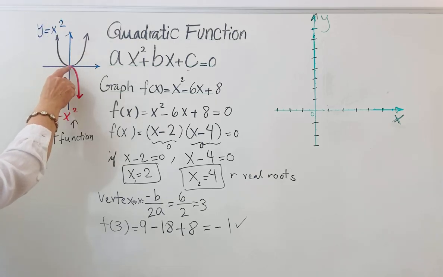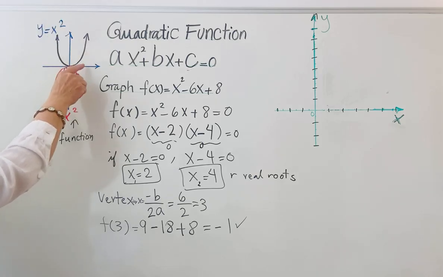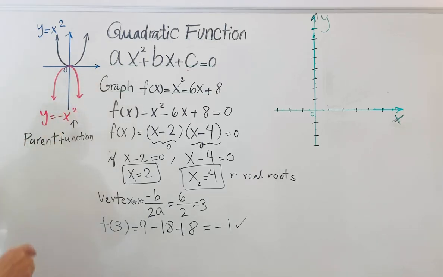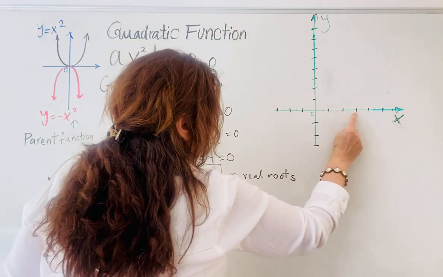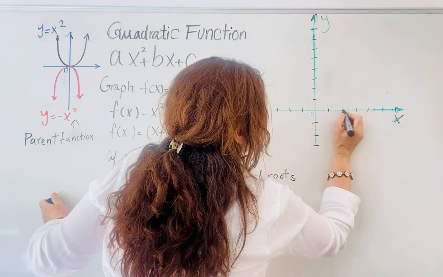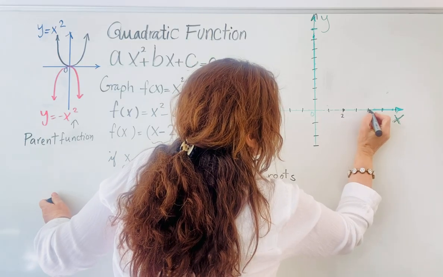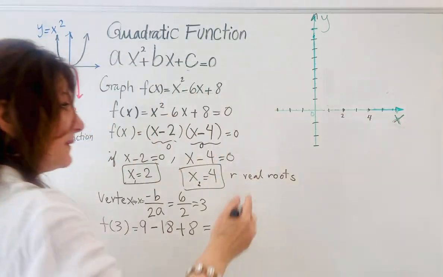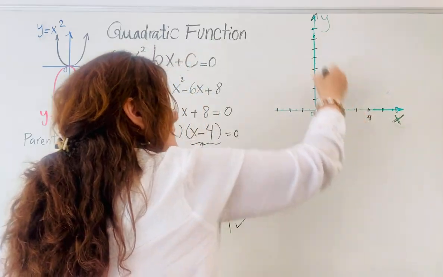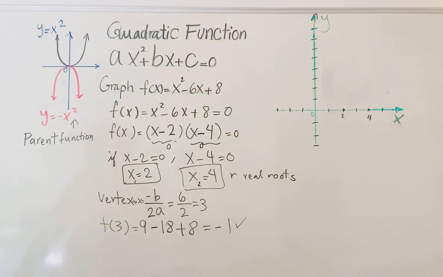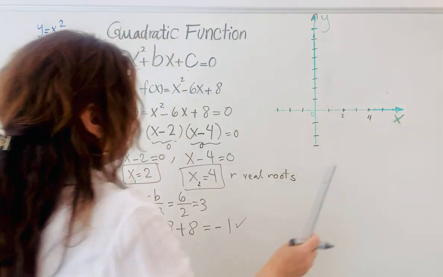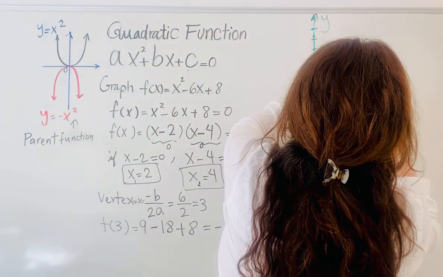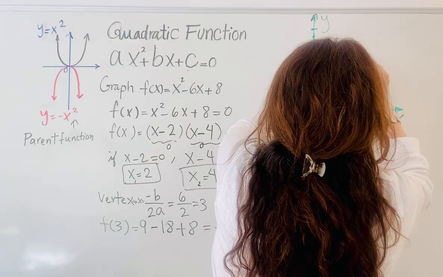But we don't know where the vertex is on this one. As we know, we have two real roots. We should have these two roots: the first one is 2, the second one is 4. It means we have a parabola like this one. But where is the vertex point? We know that between 2 and 4 is 3. And we have an axis. This is by graphing.